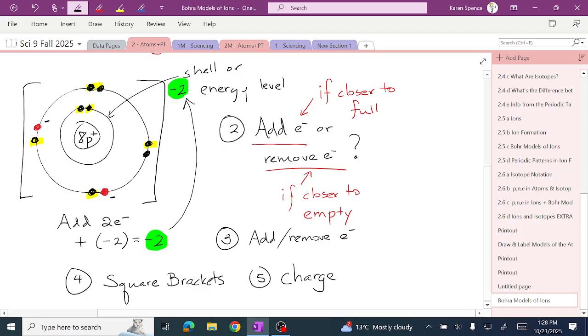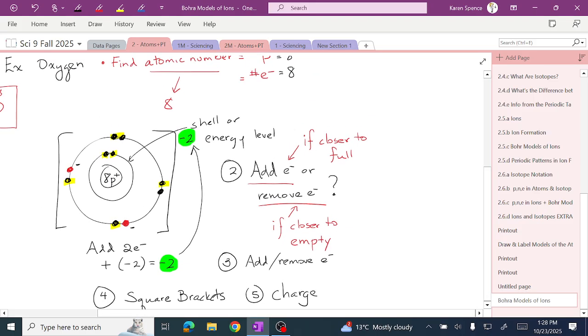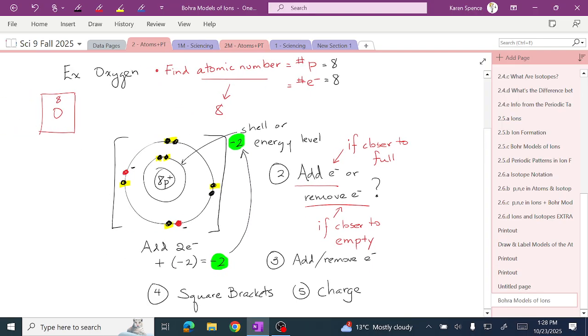So 5 steps. First, draw the regular neutral atom, same number of electrons as protons. Second, you're going to decide, am I closer to empty or closer to full? Third, you're going to either fill it up or empty it. Fourth, you're going to add square brackets. And then fifth, you're going to add the charge. Always those same 5 steps.